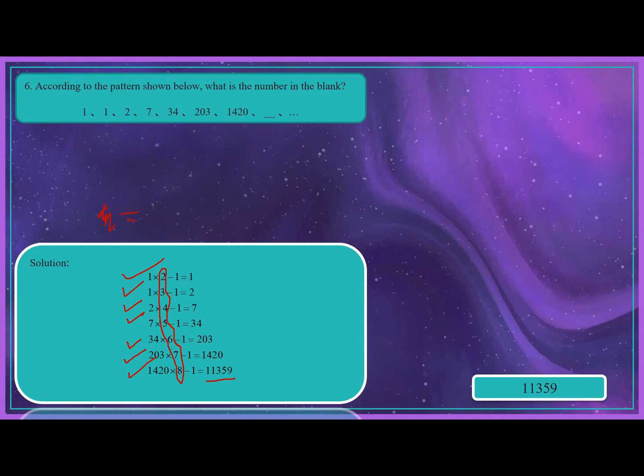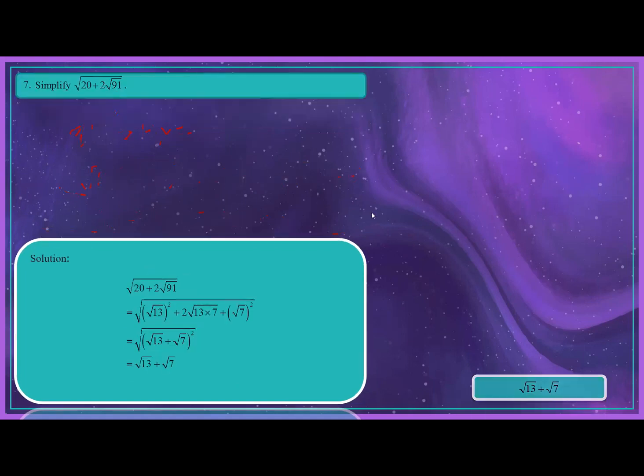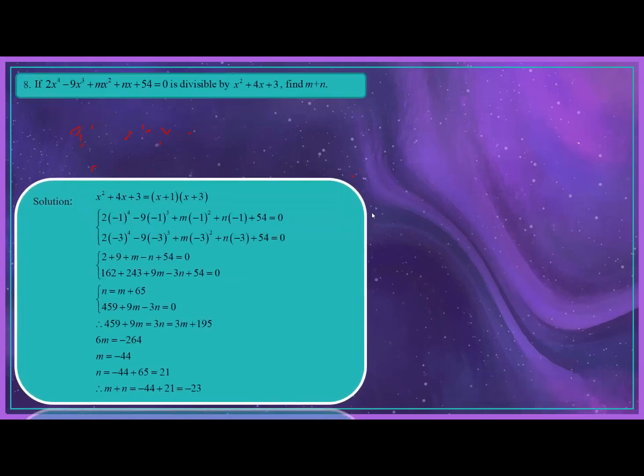Okay, so let's proceed to number 8. So here we have: if 2x to the fourth minus nx cubed plus nx squared plus nx plus 54 is divisible by x squared plus 4x plus 3, find m plus n. Basically, this expression is divisible by x squared plus 4x plus 3.